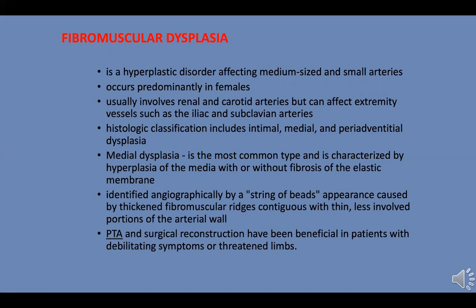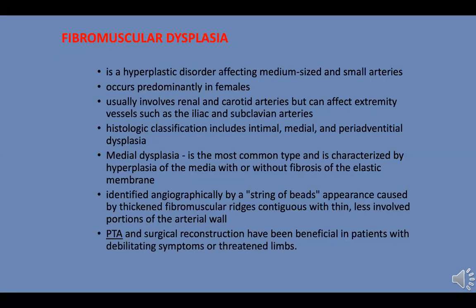First is fibromuscular dysplasia. This is a hyperplastic disorder affecting medium-sized and small arteries occurring predominantly among females. They usually involve the renal and carotid arteries but can affect extremity vessels such as the iliac and subclavian arteries. You can see histological classification like intimal, medial, and periadventitial dysplasia.